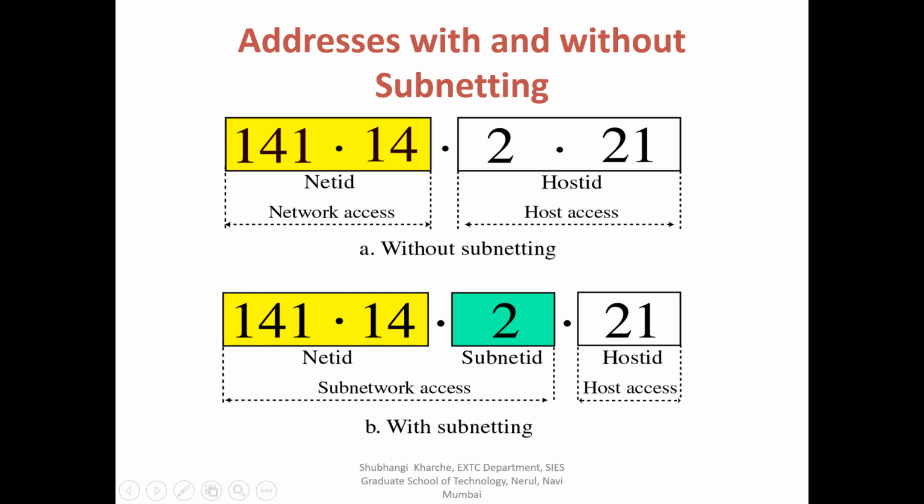So here are addresses with and without subnetting. This is an example of an IP address without subnetting, having a network ID part and a host ID part, and with subnetting, the IP address will have the network ID part, subnet ID part, and the host ID part.